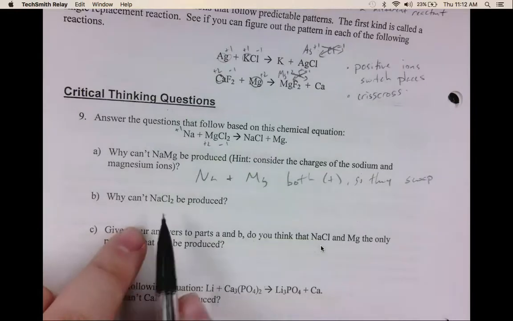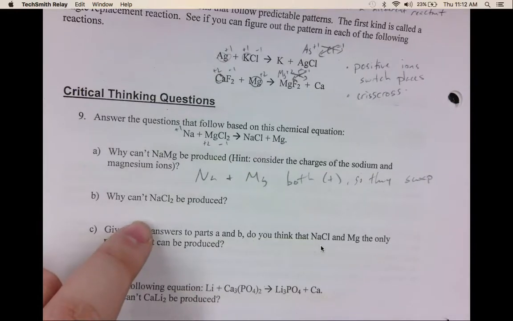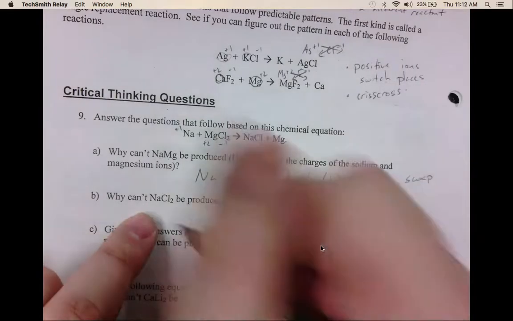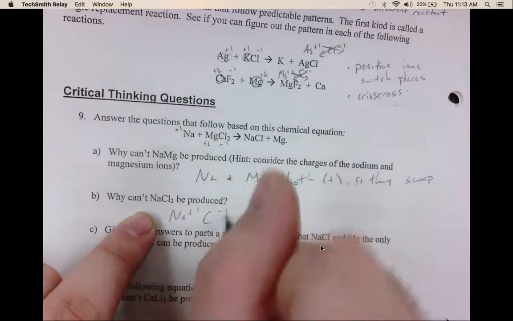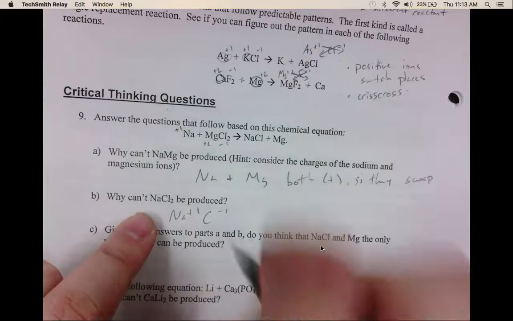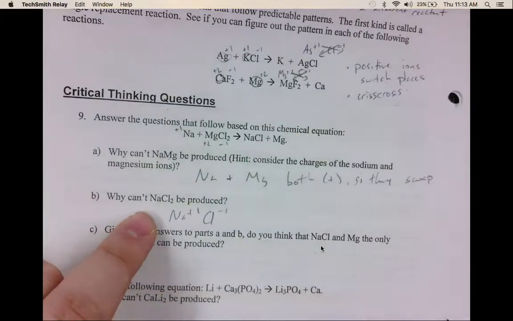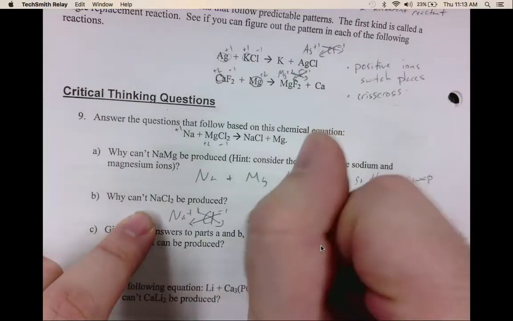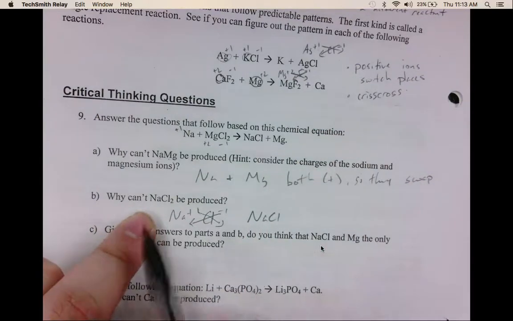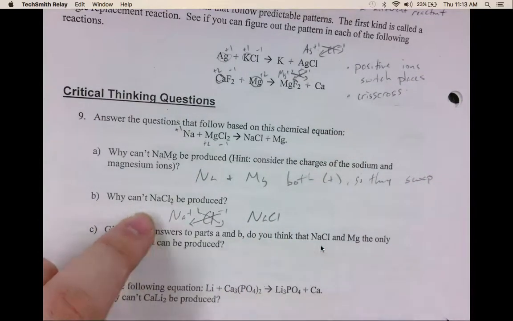So then next, why can't NaCl2 be produced? Remember, Na has a +1 charge, chlorine has a -1 charge. Don't forget the Cl. So when we crisscross, we write the numbers that we see. So it would be NaCl. In this case, sodium would have to have a +2 charge, which it does not have.